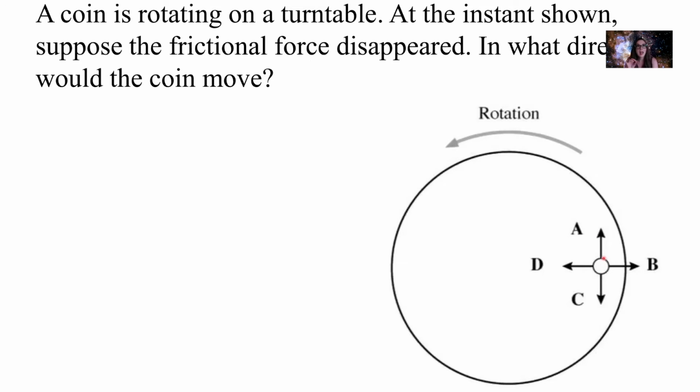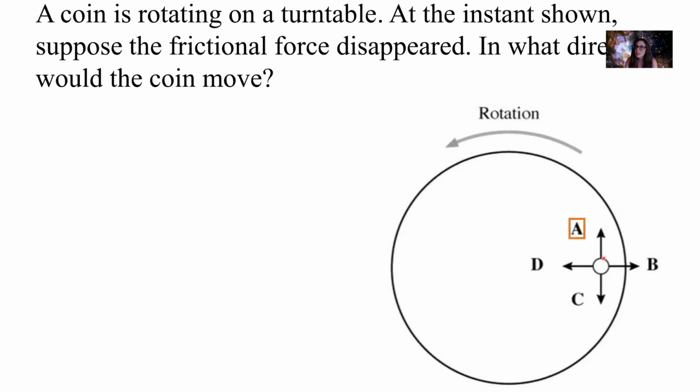Okay. Now, the coin is still on the turntable, but at this very instant, imagine the frictional force disappeared. The frictional force was what was keeping that coin from flying off. Imagine that we suddenly turned off friction. We were in a perfectly frictionless world. In which direction would the coin move?